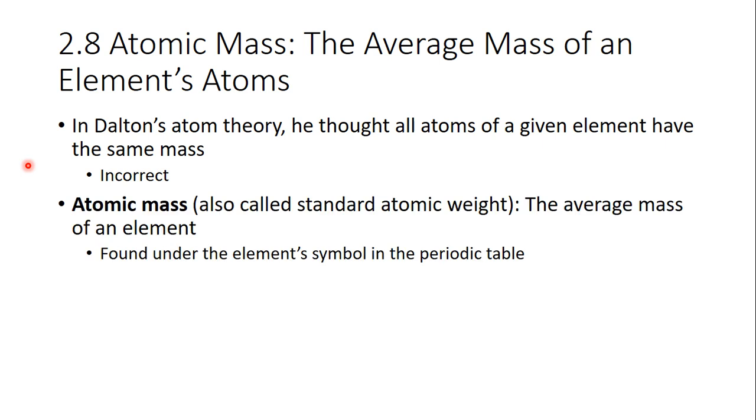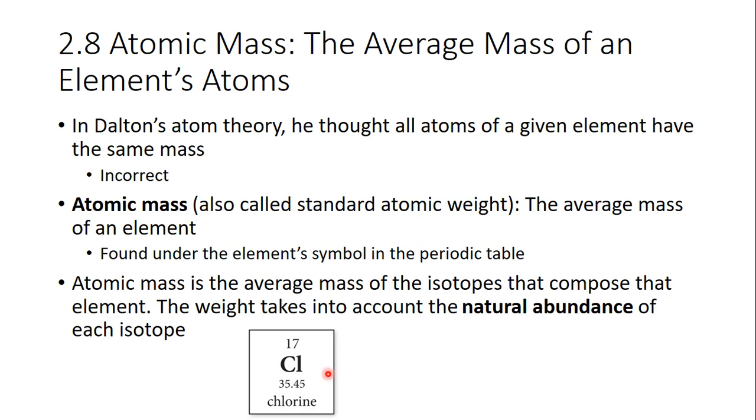And so we have this idea of atomic mass, or standard atomic weight, which is really a number that just tells us what the average mass of an element is. And you will find this in your periodic table under the element symbol.